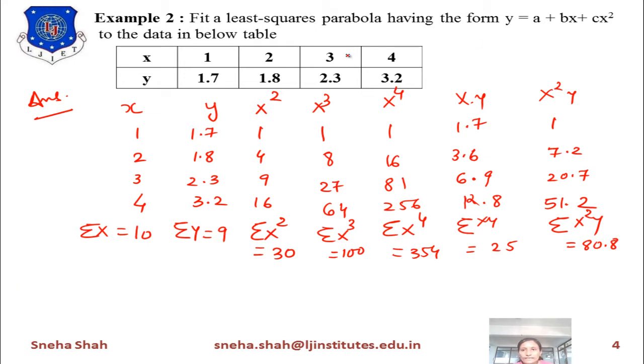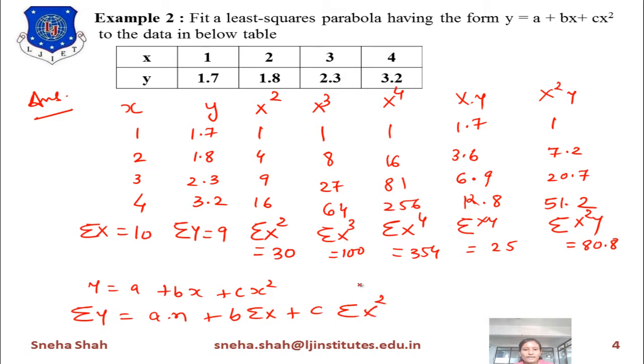Now as you know, the equation is y equals a plus bx plus cx square, right? So first we will multiply this equation by 1, so it gives the same terms. Now if I take the sum on both sides, then summation y becomes na plus b summation x plus c summation x square, right? In this, instead of summation y I will take 9, instead of summation x I will take 10, instead of summation x square I will put 30.